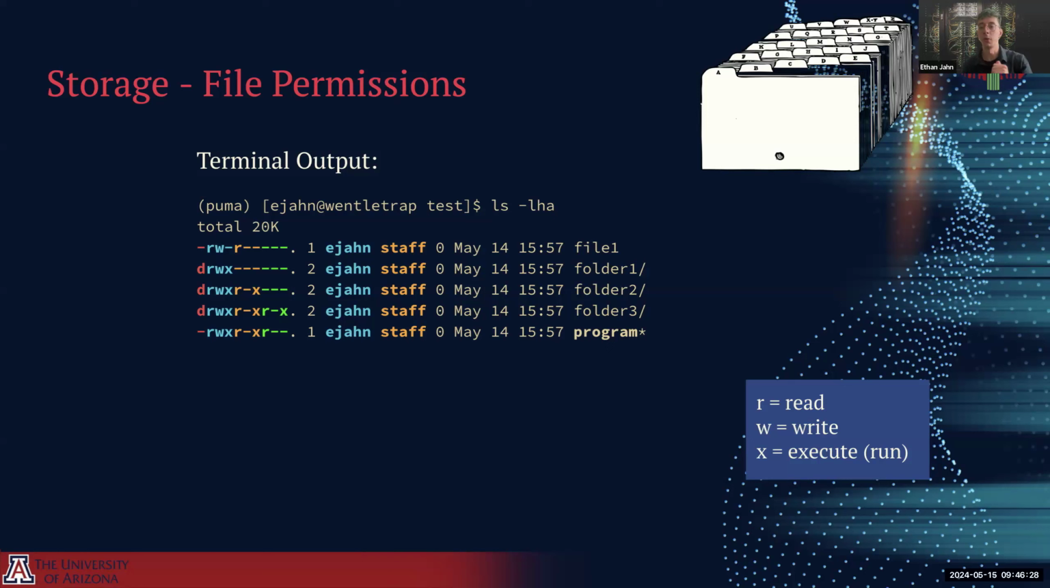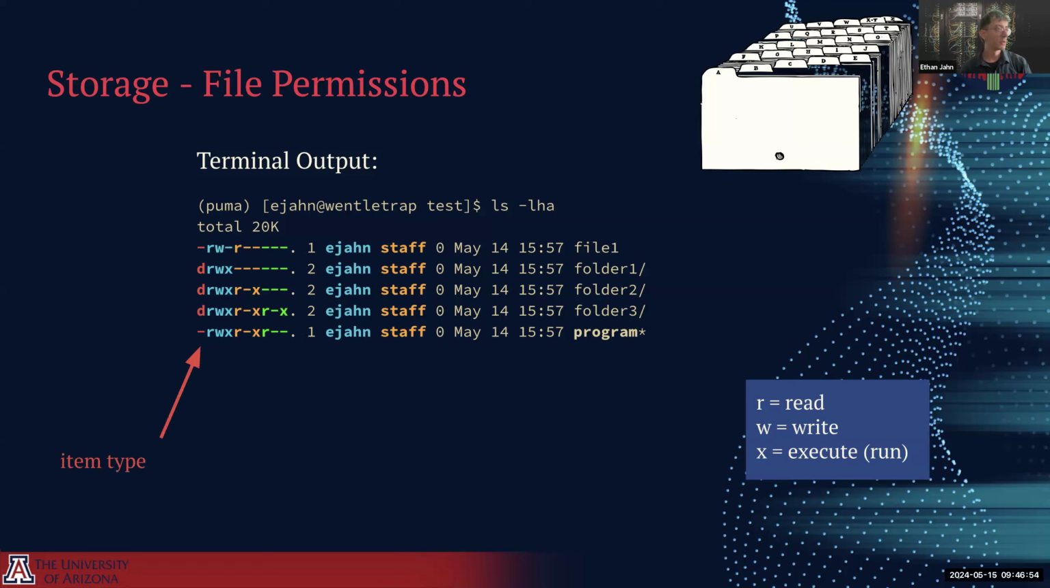So R refers to the read file permission. That just means that you can see a file and its contents. Write file permission, meaning that you can edit it. You can open up a file and change its contents. And the X refers to execute or running a program. So if the program is an executable, this refers to your permission to execute it or to not execute it.